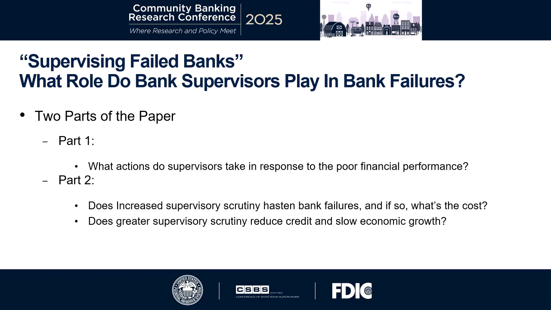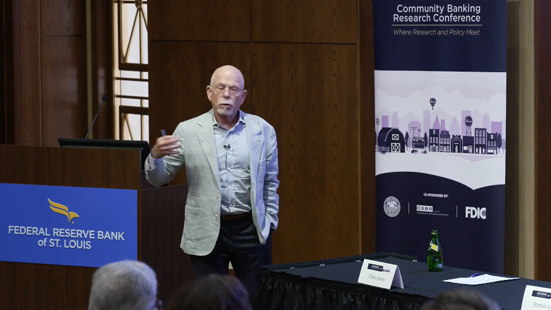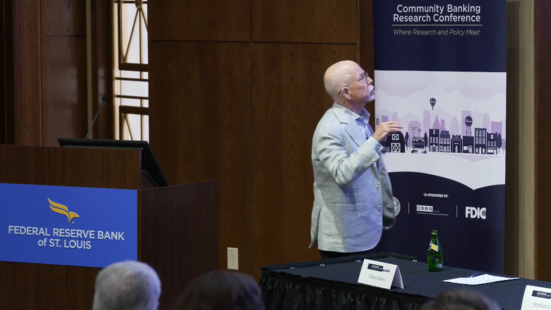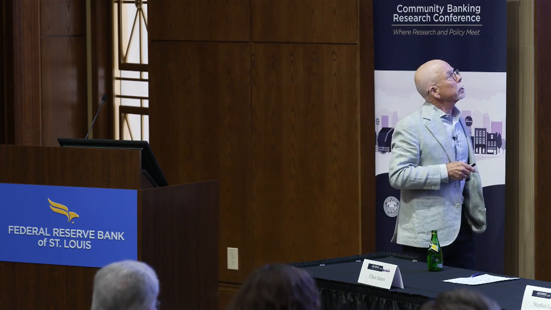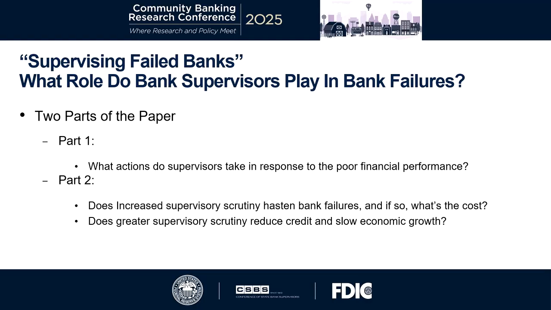So let me talk about each one of the papers real briefly, try to highlight their strengths and point out some additional work that might be done. The first paper, Supervising Failed Banks, has really two parts to it. One is descriptive, which is what actions do supervisors take in response to poor financials?